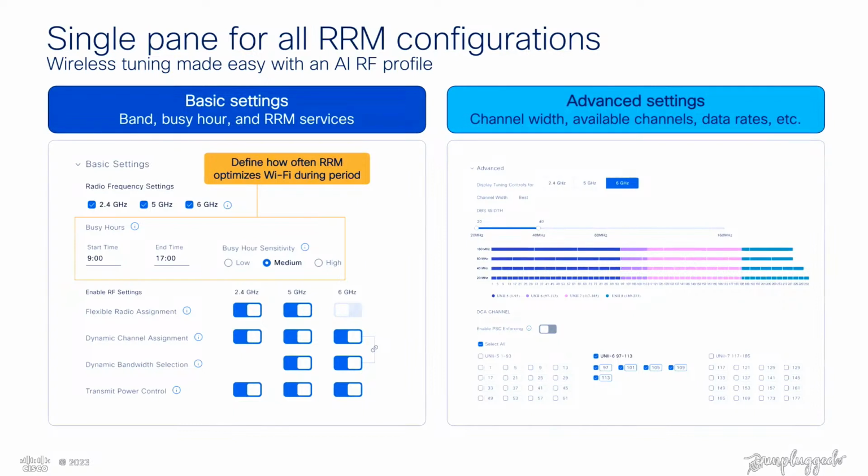We can just have you go in and say, hey, what bands do you want? And do you want FRA turned on? Do you want channel assignment? What do you want? TPC, all that. Do you want that turned on?